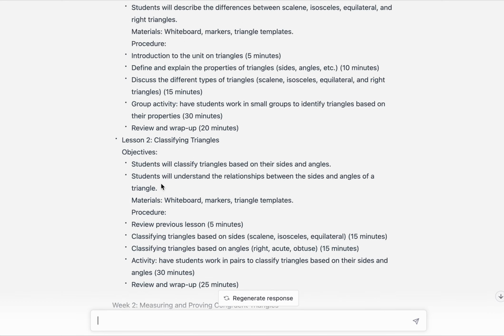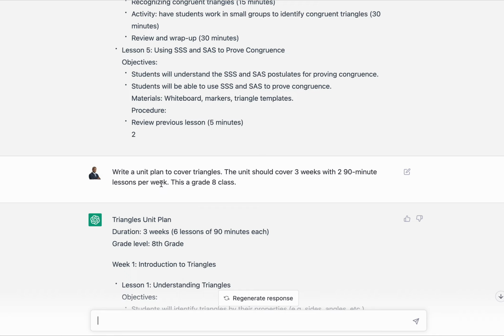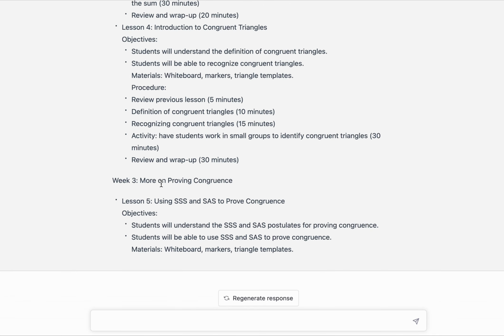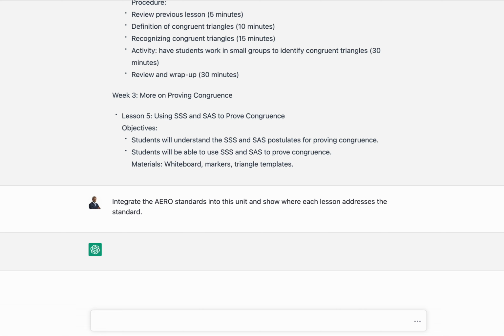So how do I add some complexity to this? Write a unit plan to cover triangles. I'm going to try something. I'm going to ask it to integrate the Common Core standards into this unit and show where each lesson addresses the standard. Let's see if it knows what I'm talking about. I can help it if it doesn't know what the standards are, but I always want to test it first. I don't want to assume it doesn't know. So let's see what happens.